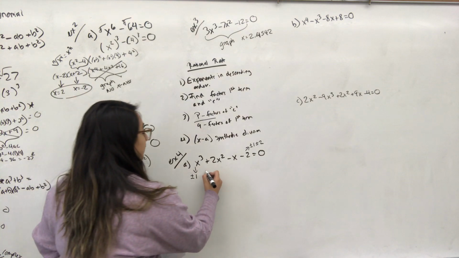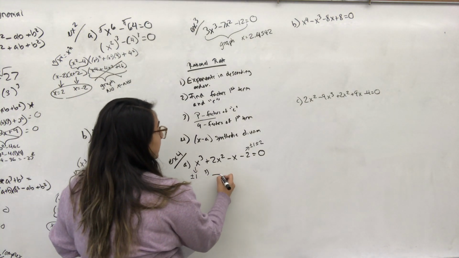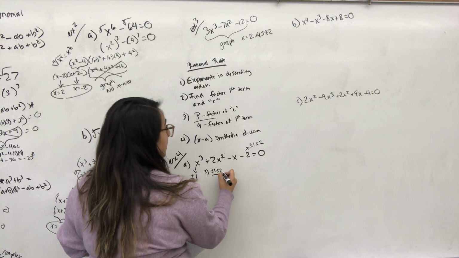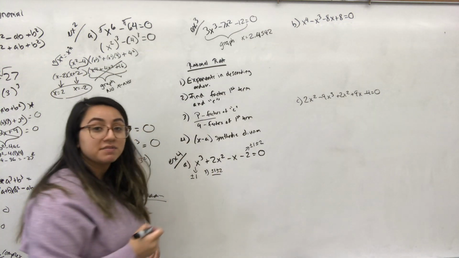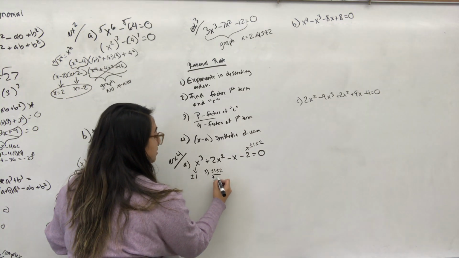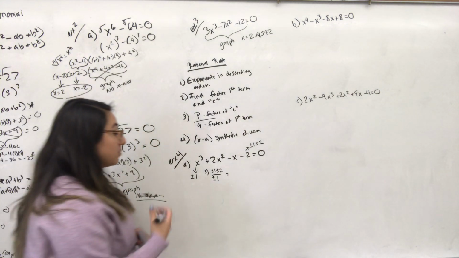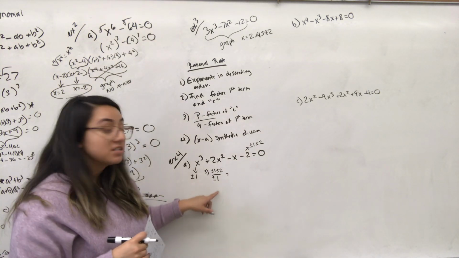Step 3. So I'm going to go do step 3 here. It's your P. That means your factors of C. So it's your plus or minus 1, plus or minus 2, divided by the factors of the first term. Factors of the first term is just plus or minus 1. When you do that, you divide each one. Here, plus or minus, this is a possible of 6 numbers right here.